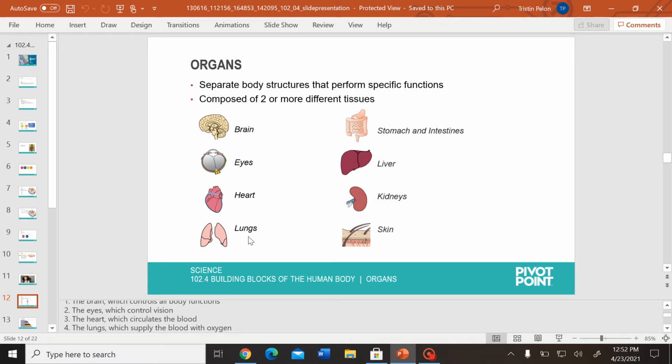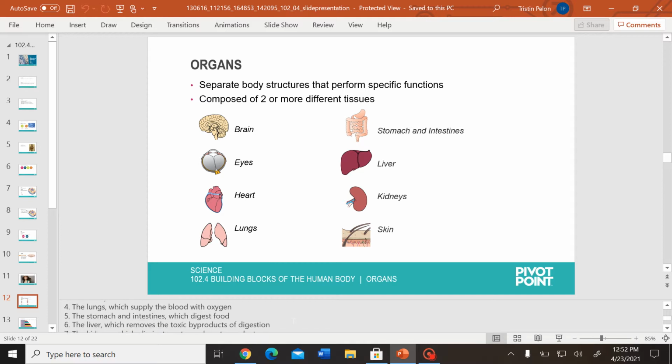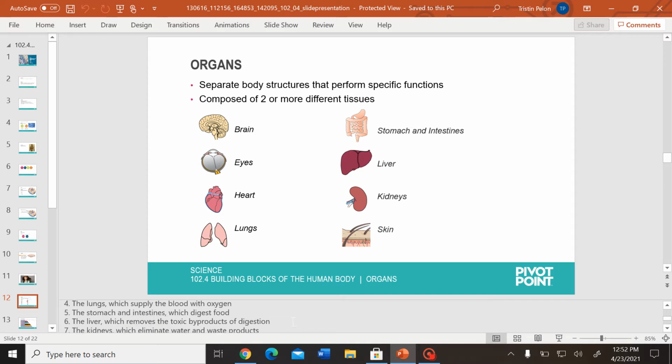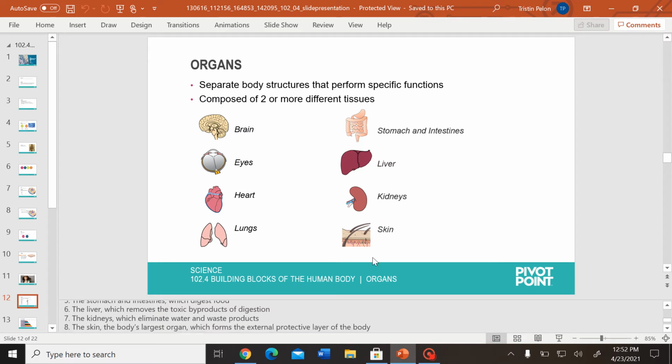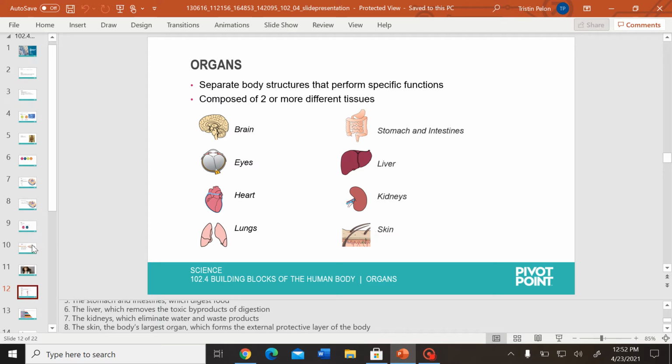The lungs, which supply our blood with oxygen. The liver, that is going to remove the toxic byproducts of digestion. The stomach and intestines are going to digest food. Kidneys are going to eliminate water and waste products. And your skin, we all know, is the largest organ. This also forms the external protective layer for our bodies.